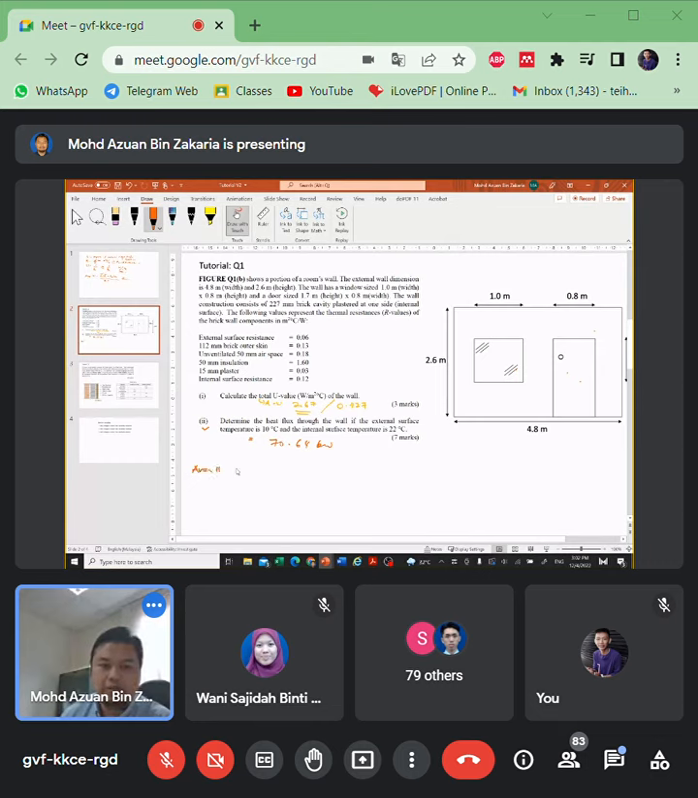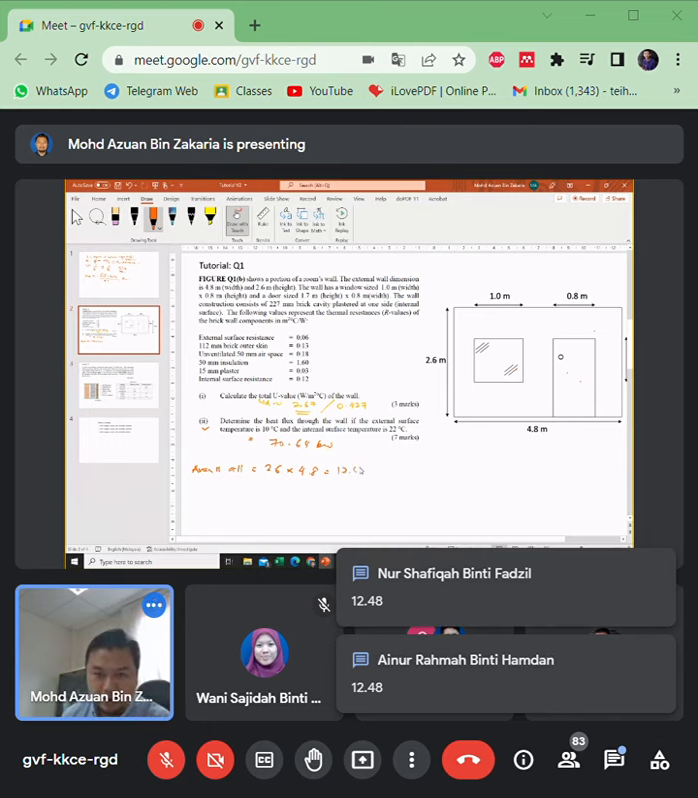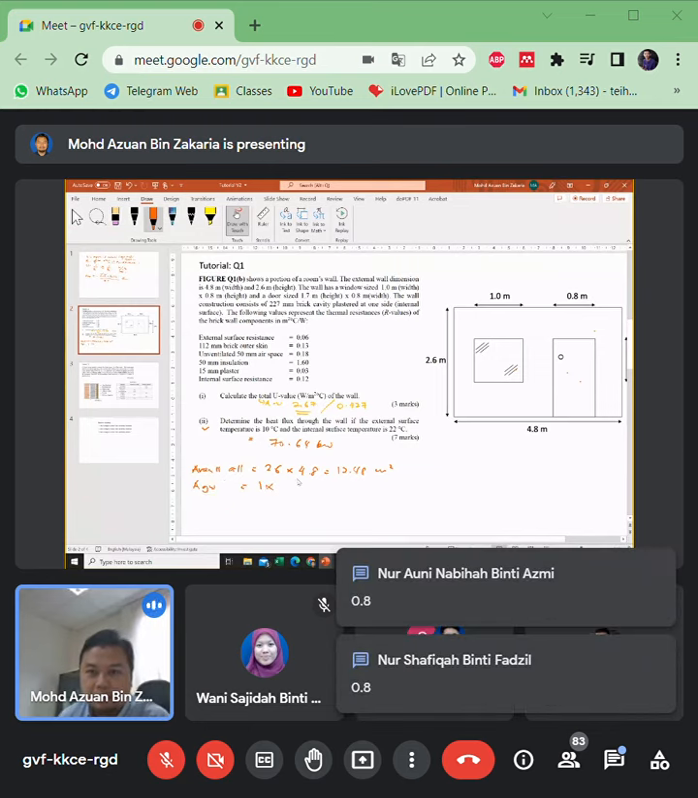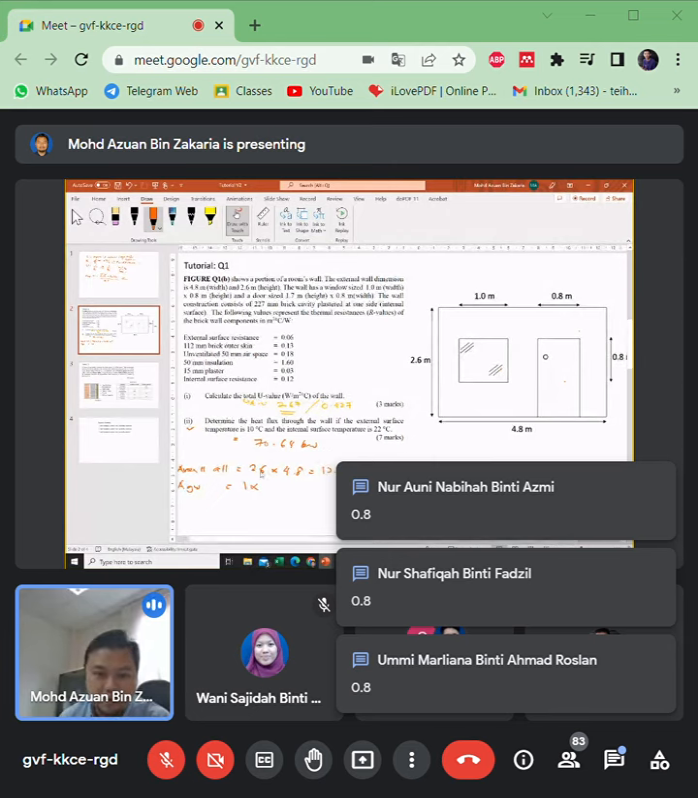Area all equal to, can you help me? 2.6 multiplied by 4.8. You can type in the chat box. Okay, 12.48. Help me calculate. And then next we calculate the area of the glass window. 1 times 0.8, which is 0.8. All right. Thank you.